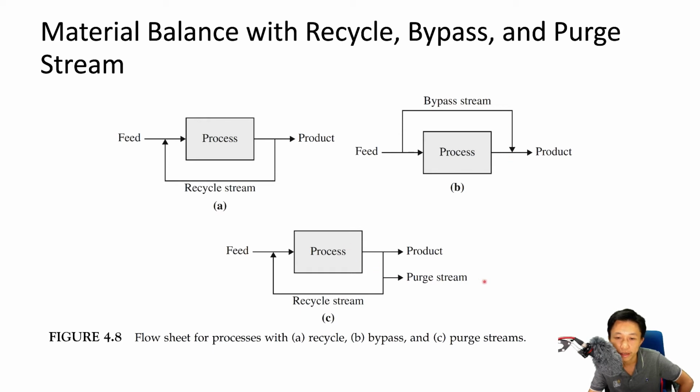And then your purge means sometimes we have gas, CO2, as a product, so we just purge it out, because if the gas builds up in your system, it can generate more pressure, so it's more dangerous to your system. So we have recycle, bypass, and purge to clarify this process.